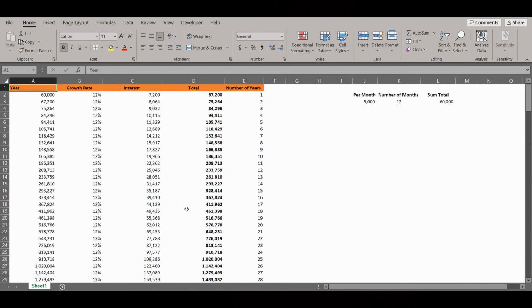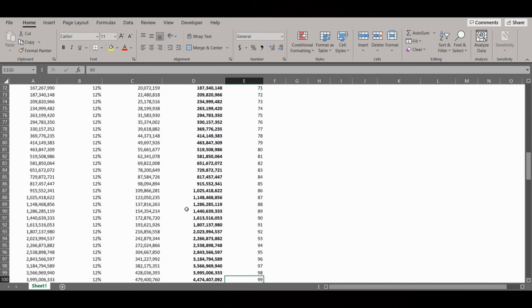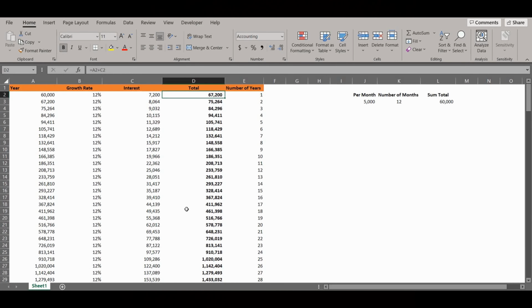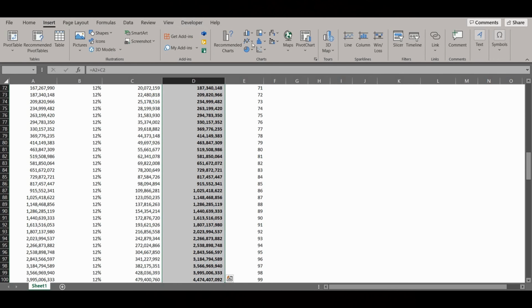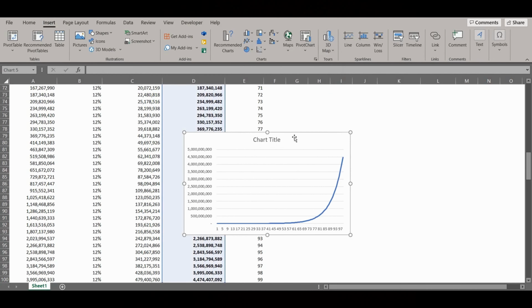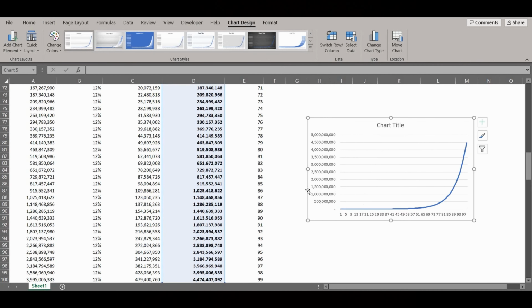Okay, so if you can see 60,000 for first year, 12% assuming, your interest is getting appreciated every year. That is because you have a new base, and your total amount at 99th year is 4,474,092. That is the magic of compounding. Now let me plot this on graph and show you how does compounding chart look like here.